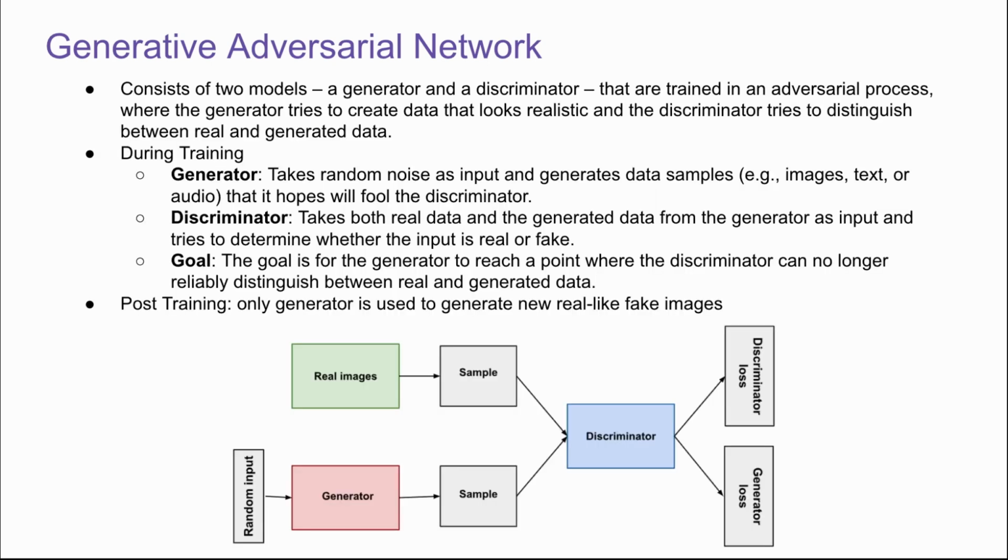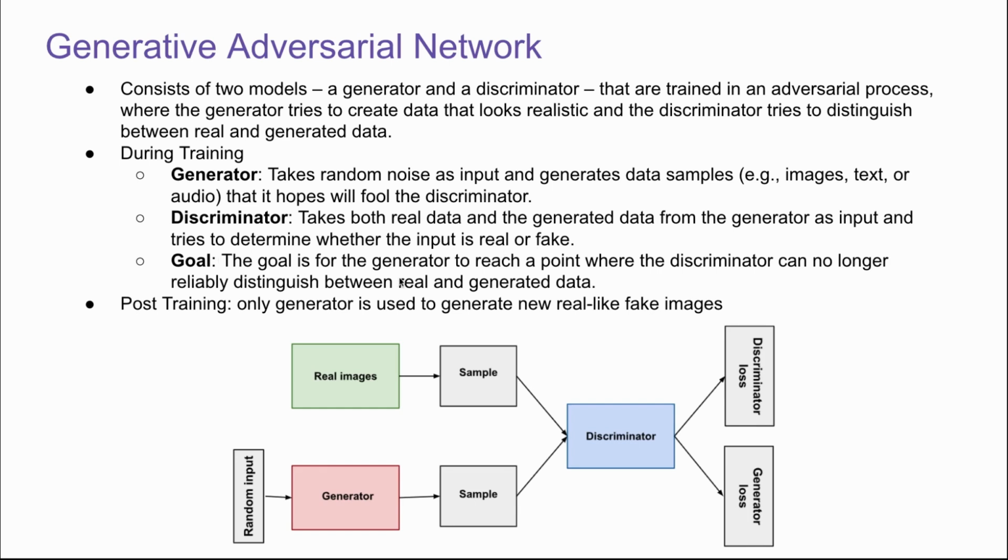A generative adversarial network consists of two models, a generator and a discriminator. They're trained in an adversarial process, where the generator tries to create data that looks realistic, and the discriminator tries to distinguish between real and generated data. So during training, the generator takes random noise as input and generates data samples, whether it's images, text, or audio, that it hopes will fool the discriminator. The discriminator takes both real data and the generated data from the generator as input and tries to determine whether the input is fake or real.